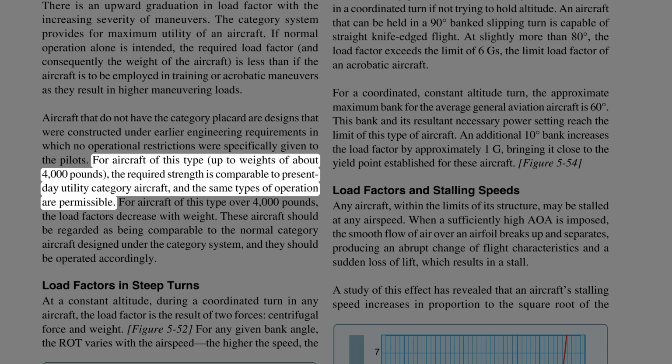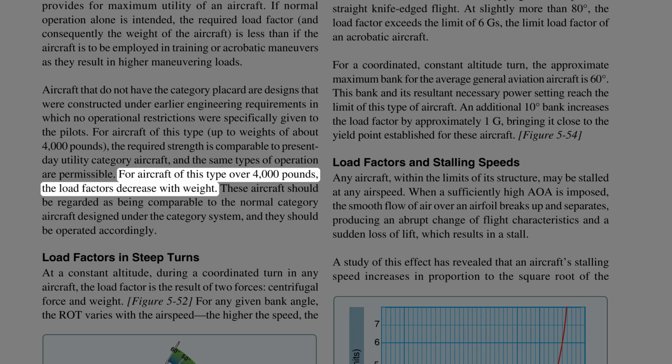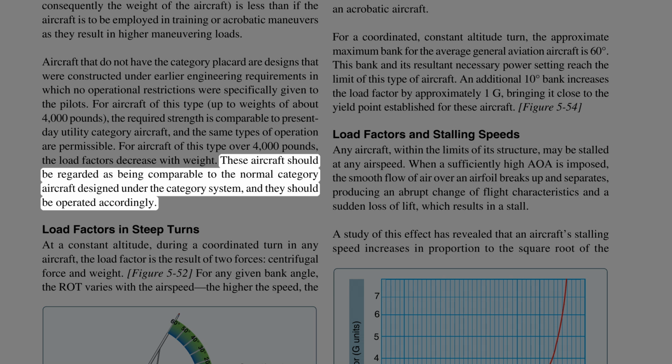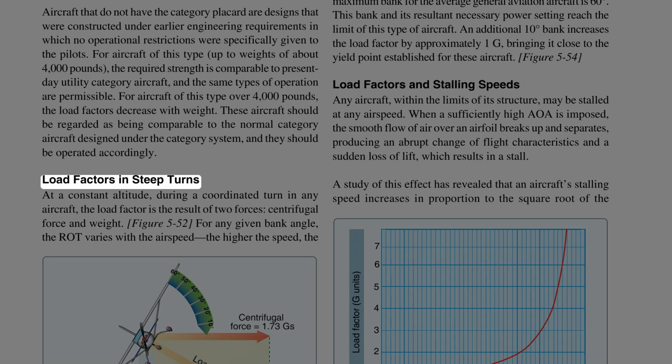For aircraft of this type, up to weights of about 4,000 pounds, the required strength is comparable to present-day utility category aircraft, and the same types of operation are permissible. For aircraft of this type over 4,000 pounds, the load factors decrease with weight. These aircraft should be regarded as being comparable to the normal category aircraft designed under the category system, and they should be operated accordingly. Load factors in steep turns.